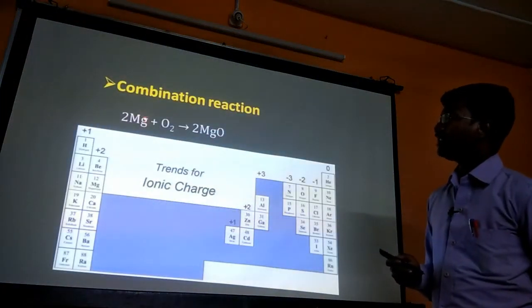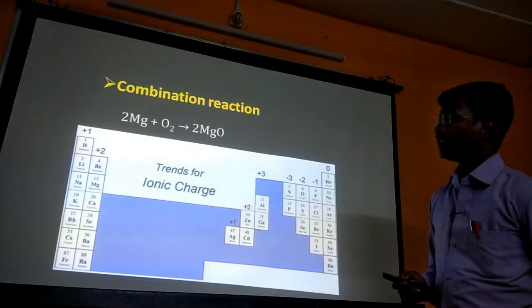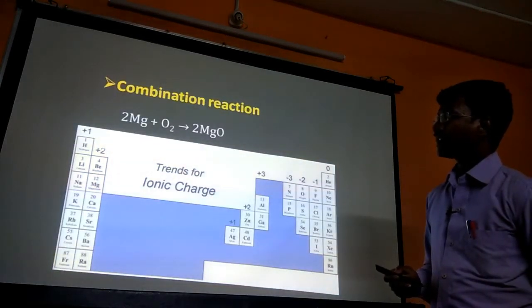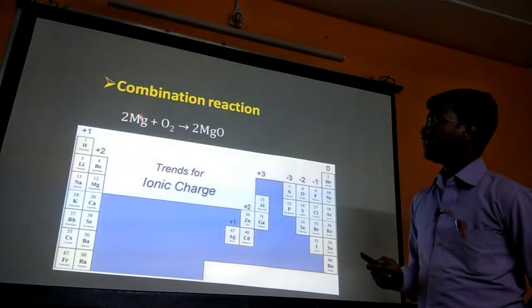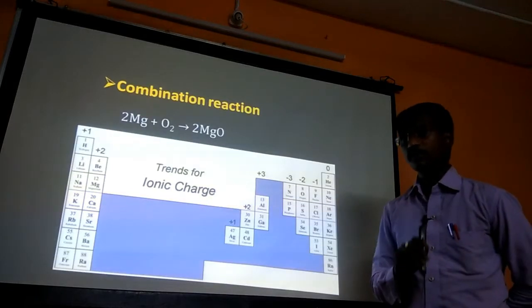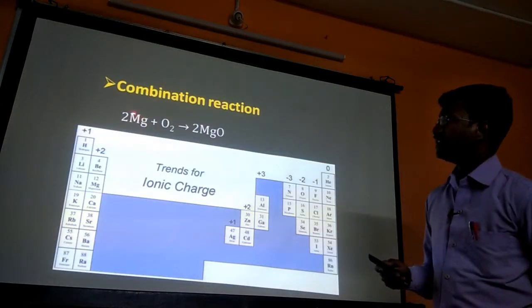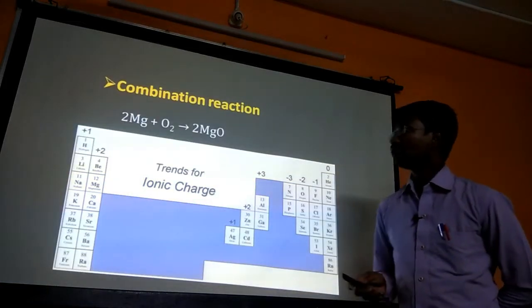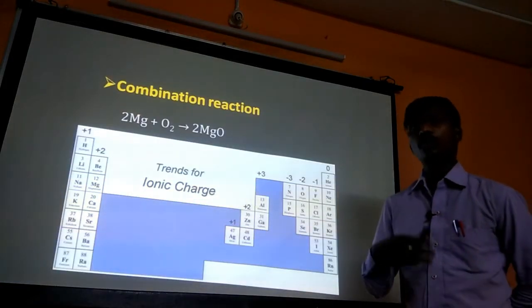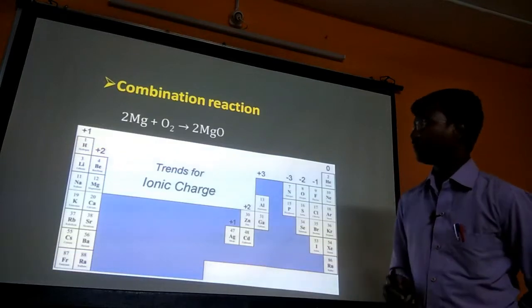Mg belongs to the second group. Can you see here Mg? It is present in the second group. Therefore magnesium carries a +2 charge. Here Mg is single. If the element is single, it does not carry any charge. Keep this in mind. Here magnesium is single, not combined with any compound. Therefore, if the element is single, it does not carry any charge, meaning it neither loses nor gains any electron.